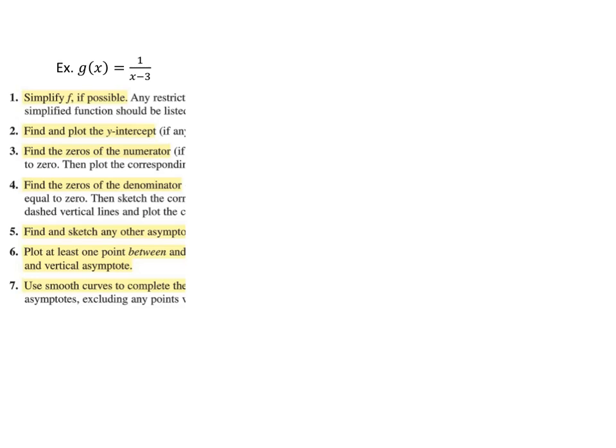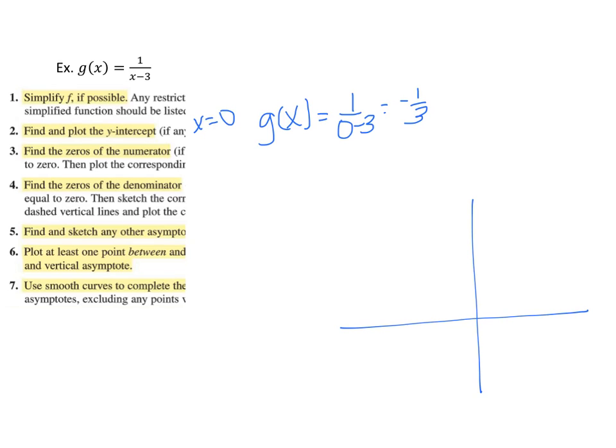Here is a very simple example, and I've left the steps on the screen so you can follow along. Simplify f if possible. 1 over x minus 3 doesn't simplify. Y-intercept, which means I need to set x equal to 0. So I'm going to have g of x equal to 1 over 0 minus 3, which gives me negative 1/3. On my graph, that means I have my y-intercept at negative 1/3, a little bit below the origin.